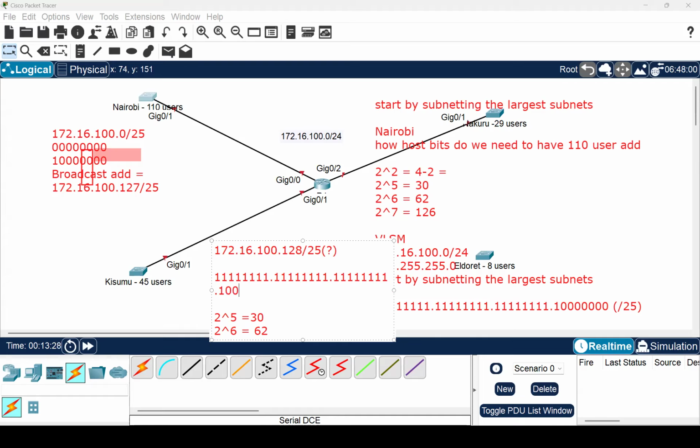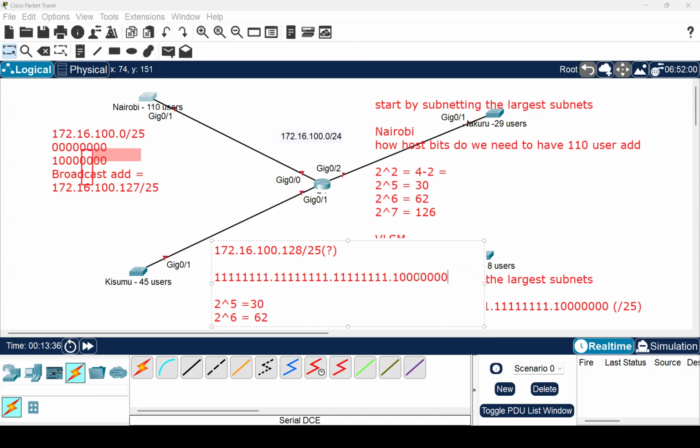Then 1, 2, 3, 4, 5, 6, 7. So before we subnet, this is what we have as our slash. But we are saying for us to have 45 users, we only need 6 host bits, just 6, not 7. So we'll turn this one on to be a 1, and so we'll have borrowed 2 host bits. That's one more host bit to make a network bit.